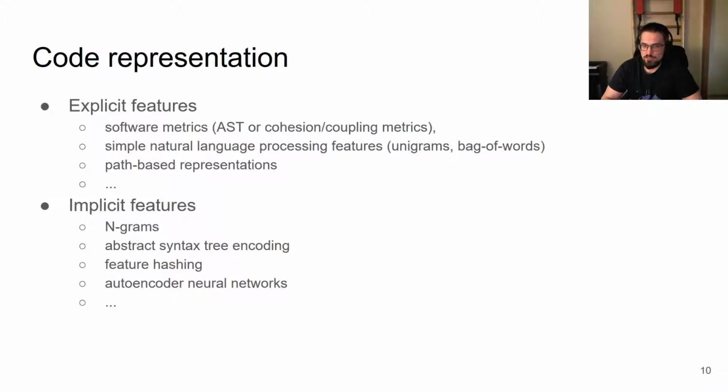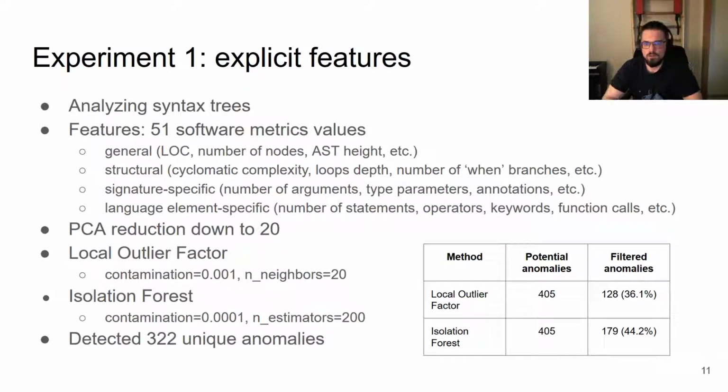They often lack expressiveness and are hard to interpret by humans, but they could capture code features that were not obvious beforehand. In the first experiment, we used straightforward explicit features. A vector of 51 software metrics was collected for each of the 4 million functions, and for them we ran a local outlier factor and isolation forest.